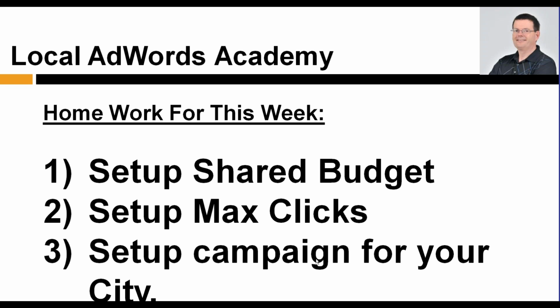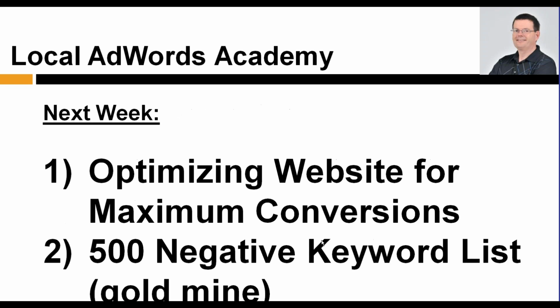Then set up a campaign for your city. So remember, city location is zip code, city, and what was the third one? Zip code, city, and radius. Good, Rick. You got it. Okay, next week you're going to learn how to optimize your website for conversions, and you get a negative keyword list which you can use.